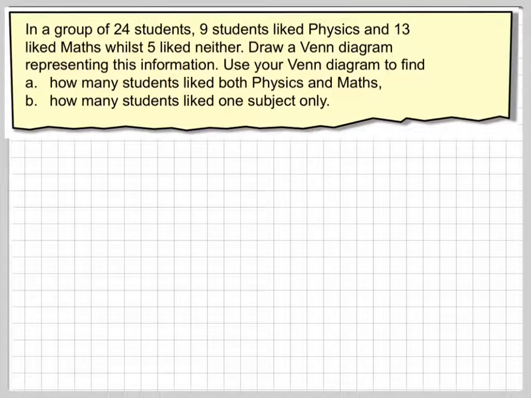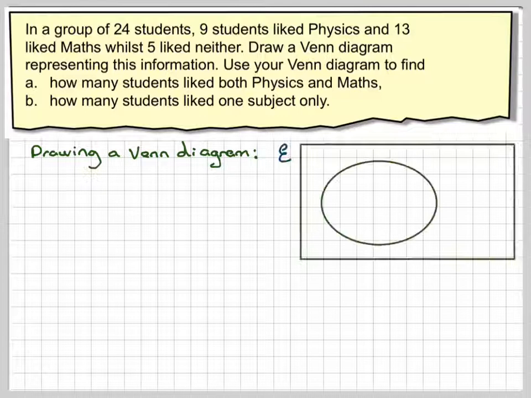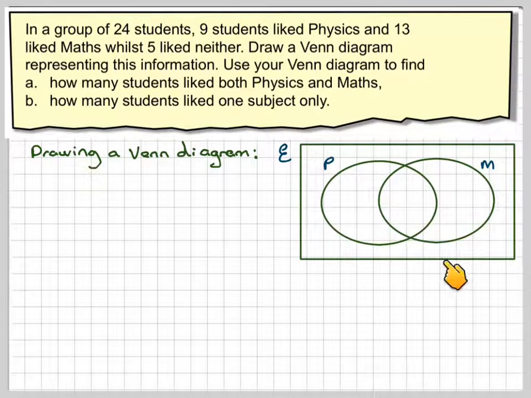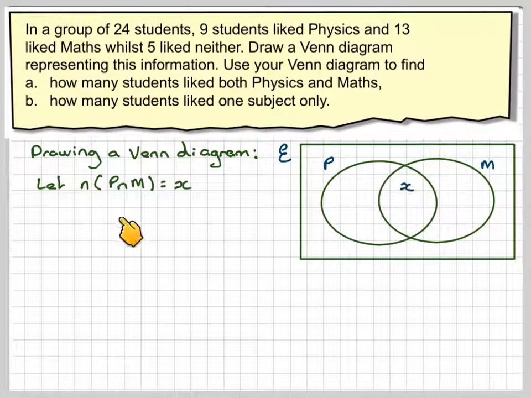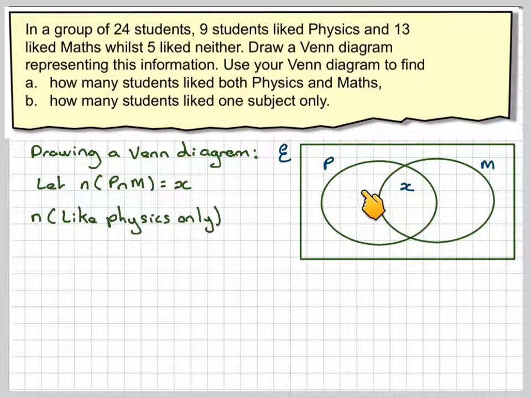like one subject only. So drawing a Venn diagram, and assuming some like both, the rectangle represents the universal set. These represent the students studying physics, and these represent the students studying maths or like maths. So let the number who like both be x. We'll call this one x. And then the number who like physics only is going to be, well, there were 9 students who like physics, so it's going to be 9 take away x.